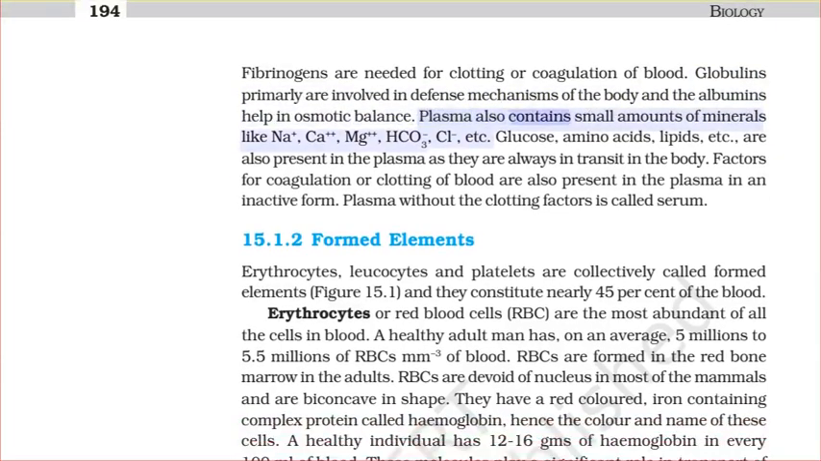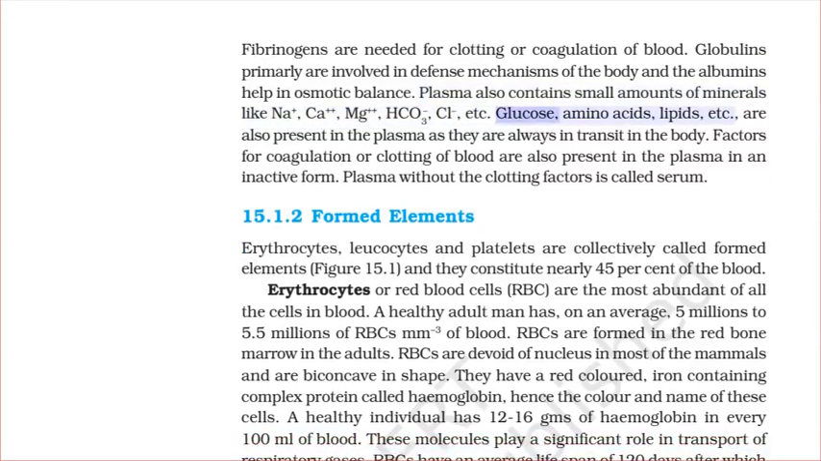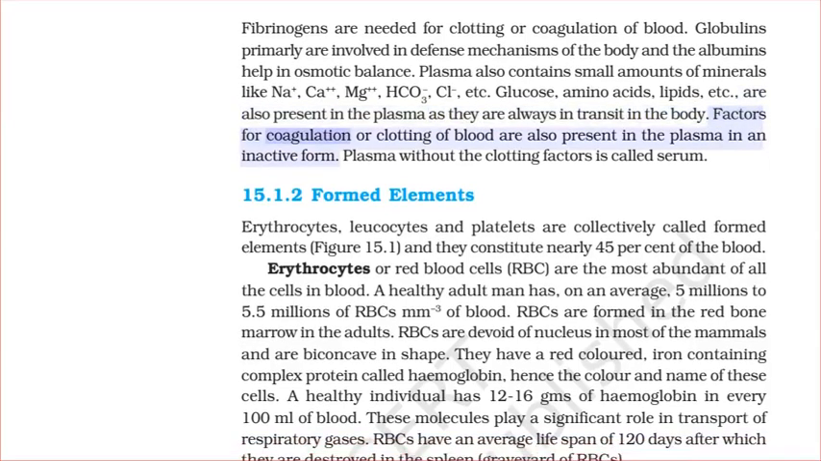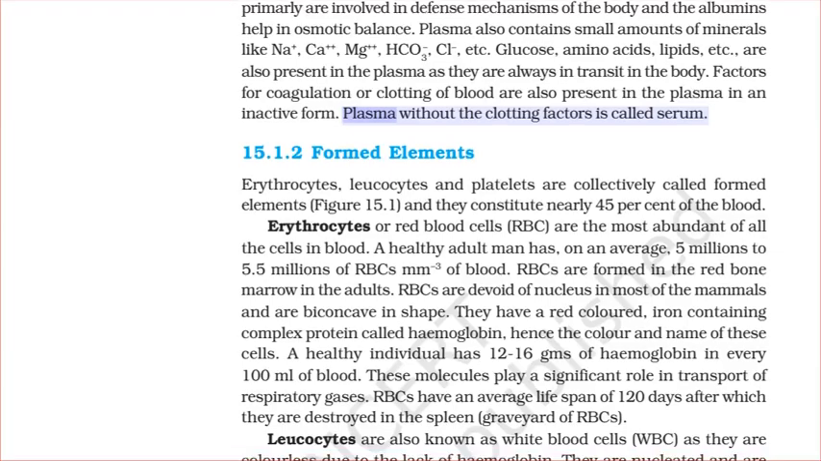Plasma also contains small amounts of minerals like Na+, Ca++, Mg++, HCO3-, Cl-, etc. Glucose, amino acids, lipids, etc. are also present in the plasma as they are always in transit in the body. Factors for coagulation or clotting of blood are also present in the plasma in an inactive form. Plasma without the clotting factors is called serum.